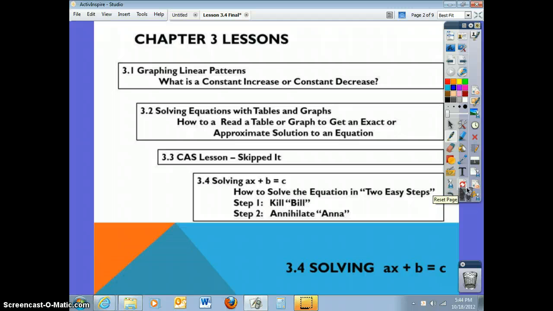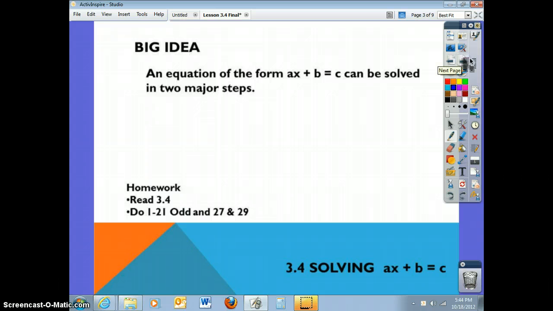Then lesson 3-3 we're skipping because it has a CAS, a computer assisted software, and we don't need to worry about that. And then finally we're here at 3-4, which is, as I said, ax plus b equals c. You solve this with 2 steps, and we jokingly call this kill Bill and annihilate Anna. Those are our 2 steps to solve this. Okay, so that's the big idea. We can solve an equation in this form in 2 steps.